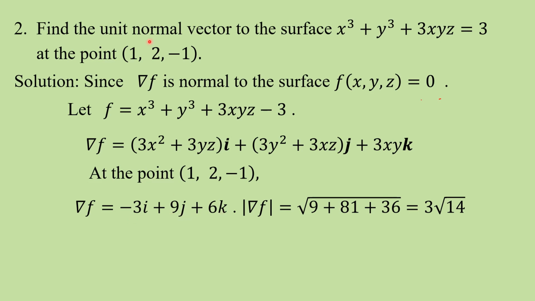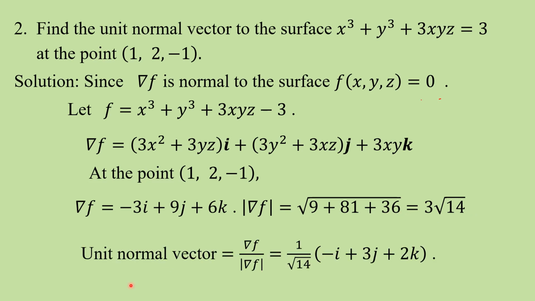Since I want the unit normal vector to the surface, that is nothing but del f by magnitude of del f. So find the magnitude of this vector. So what is the magnitude of a vector? It is the square root of the sum of the squares of the components. So that is the square root of (-3)^2 = 9, plus 9^2 = 81, plus 6^2 = 36. So I got the square root of 9 + 81 + 36, which is 3 root 14.